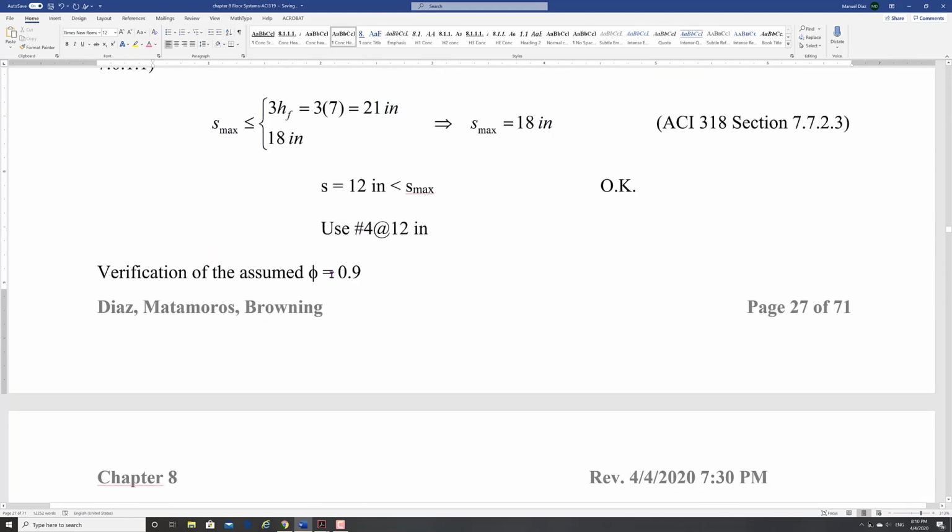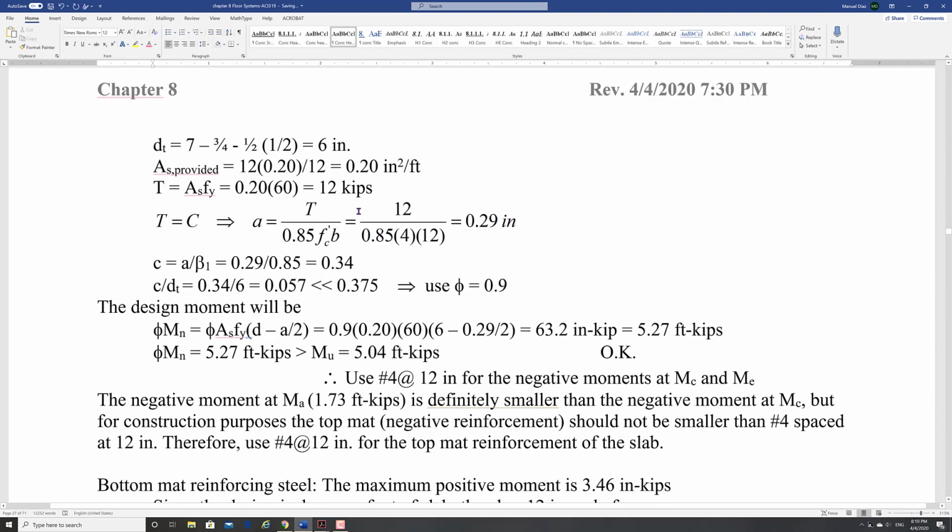I'm going to verify my phi factor. So I got my D sub t here. My A provided, as I said, is 0.20 per foot. There is no change really there. Find my A value, find my C over D sub t, very good. So I satisfy my A is maximum. I have a phi factor of 0.9. And then I go here and check my capacity, and my capacity is good. So number 4s at 12 for the negative moments are good.